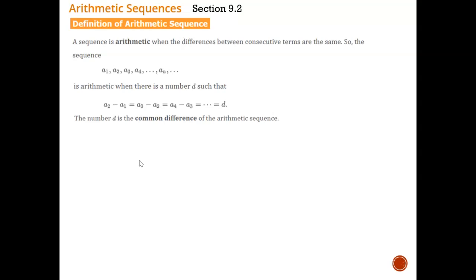The definition of arithmetic sequence: a sequence is arithmetic when the difference between two consecutive terms is the same. So the sequence is a1, a2, a3, a4, ..., an. If it's arithmetic, for example, a2 minus a1 has to give you the same difference as a3 minus a2, and a4 minus a3, and so forth. That's my difference. The number d is the common difference of the arithmetic sequence.